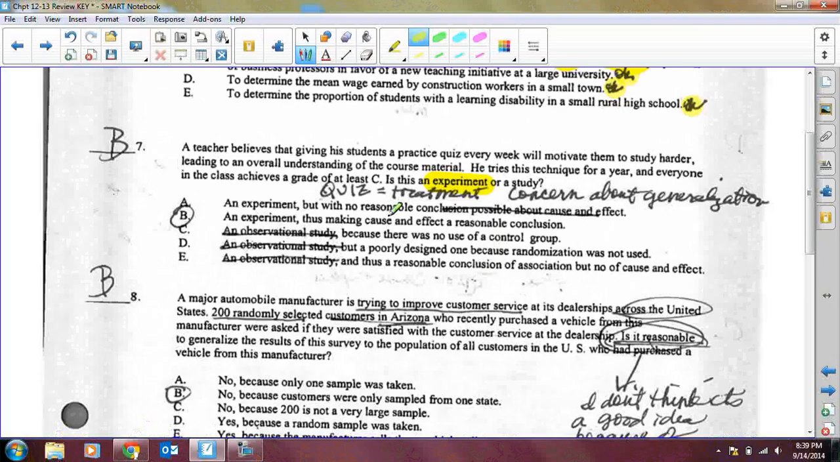Okay, on 7, the quiz that the students take is the treatment. So that is what makes this an experiment, okay? So the teacher is giving them a treatment of the quiz. And because he did that, I eliminated C, D, and E. Since that would be an experiment, you do have the ability to make a cause and effect conclusion. So B is that answer choice.